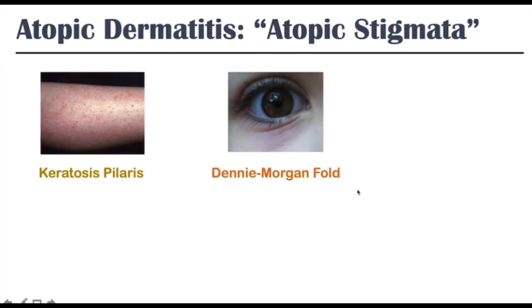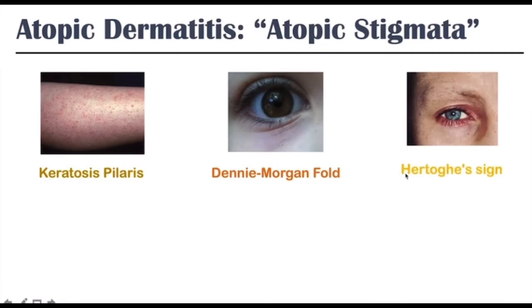You can also get what we call Hertoghe's sign. I know I'm not pronouncing this properly, but this is essentially an absence or thinning of the lateral eyebrow. So you can see in this image here.